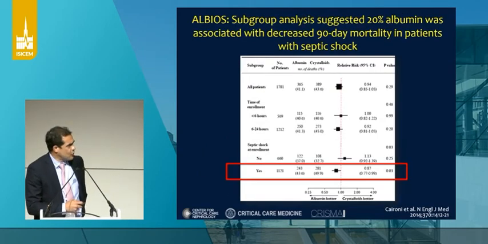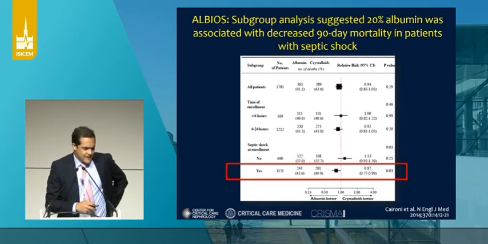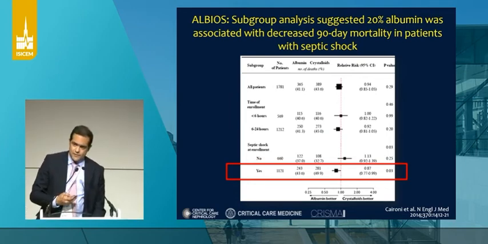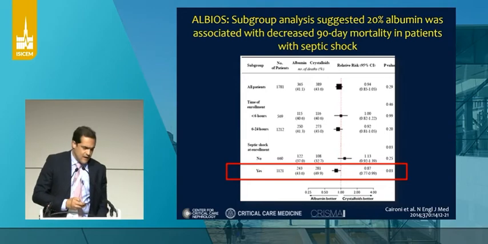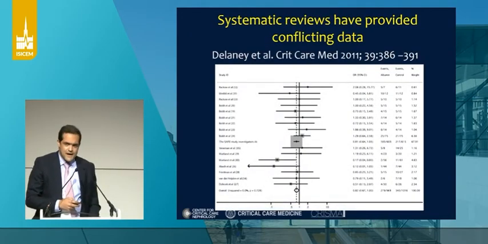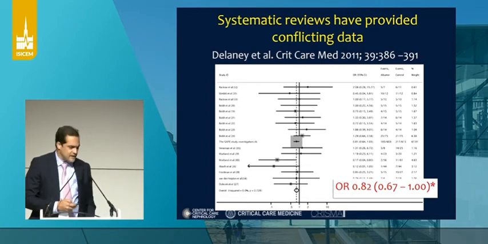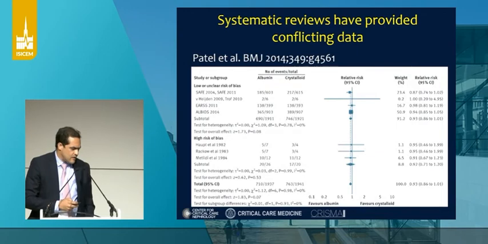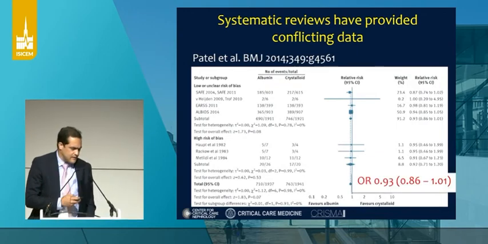And of course, finally, the ALBIOS trial came out, showing again in the subgroup analysis that perhaps patients in septic shock would be the population. Then many meta-analyses came back showing differential effects, as you've seen. This is Delaney's. This is one from Patel that demonstrated that there was no effect.